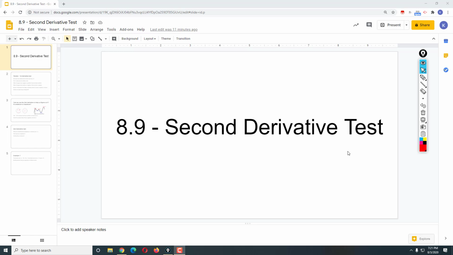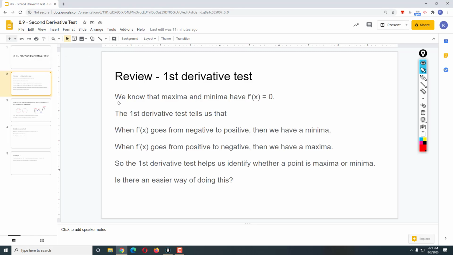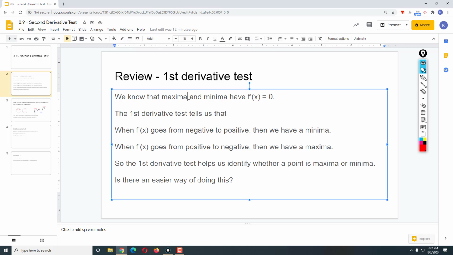8.9, the second derivative test. Remember, the first derivative test can help us figure out whether a point is a maxima or a minima. We know that at both maxima and minima, remember maxima means highest, minima means lowest, at those points, the first derivative is 0.